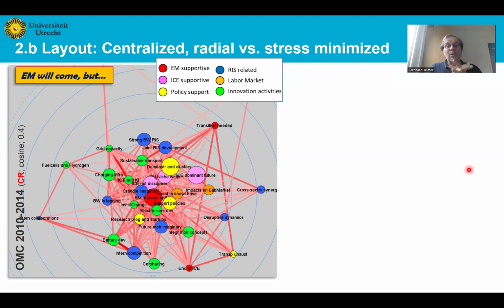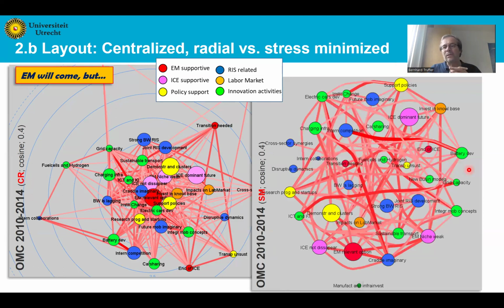A second core parameter to choose is the graphical representation of the data: you go for a centralized radial representation or rather a stress minimized one. So to the left, again, you have the same first period. And if you now compare this to a stress minimized layout, you see that it is again much more messy. It takes much more time to analyze and see the relationships between nodes.